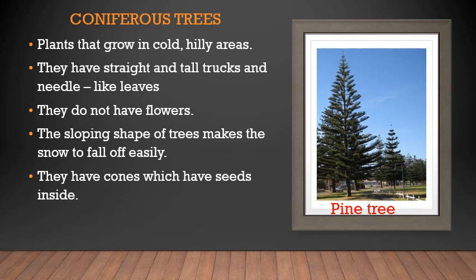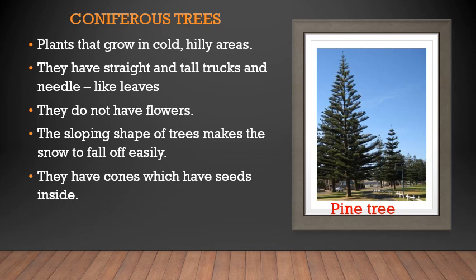Needle-like leaves means that the tip of the leaf is very thin. It means it is very sharp. It looks like a needle. They do not have flowers. These coniferous trees do not have flowers. They are sloping in shape. The sloping shape of the tree makes the snow fall off easily.